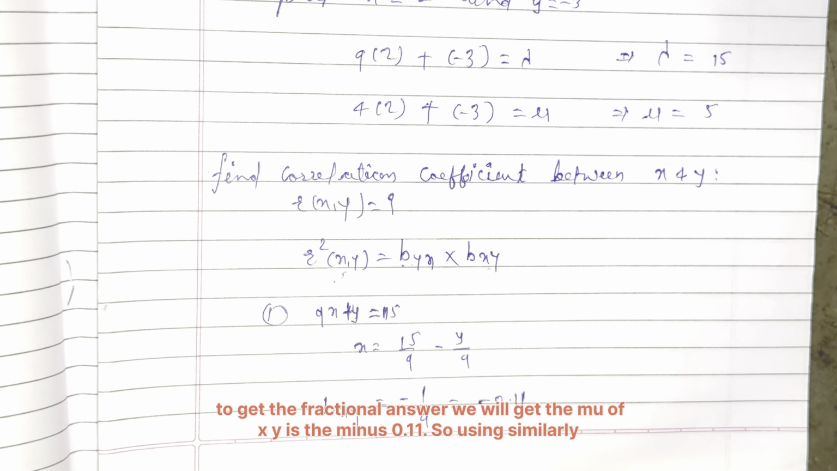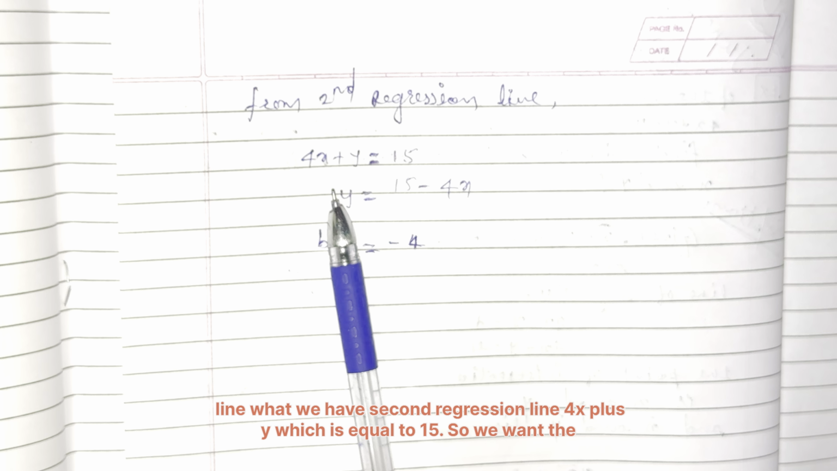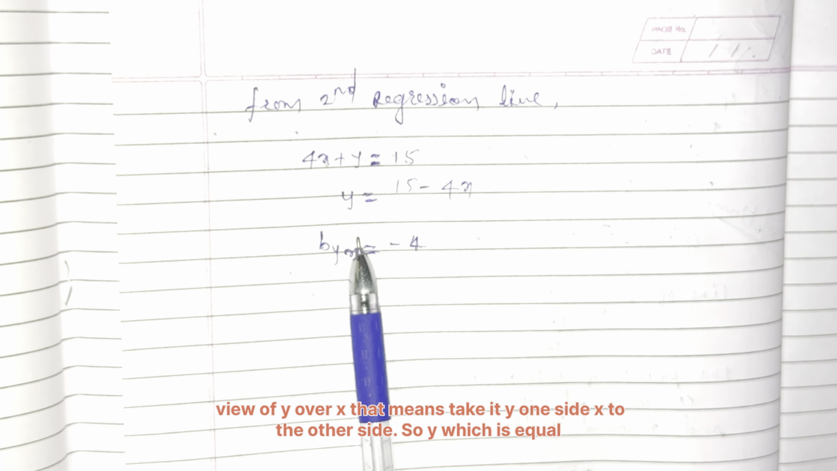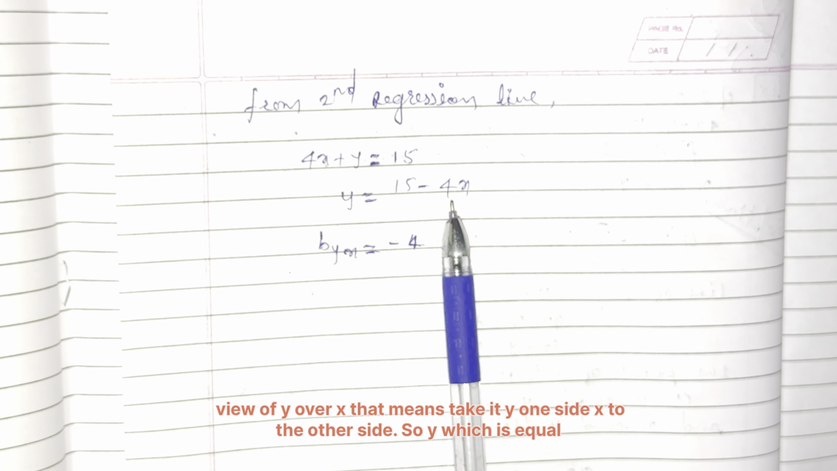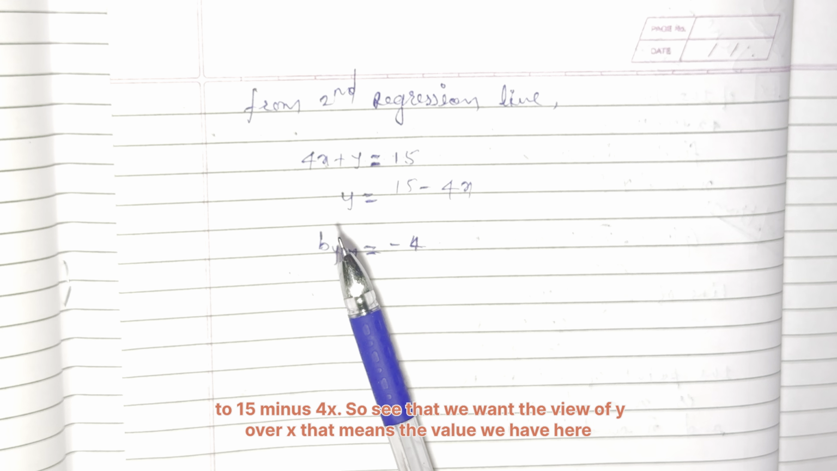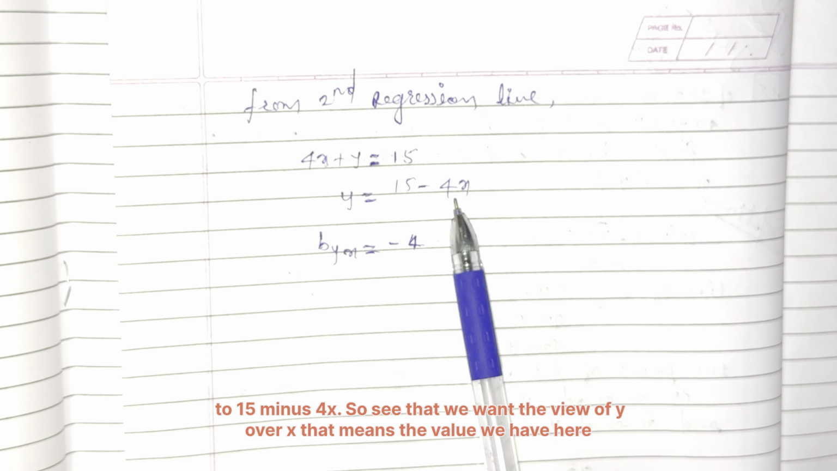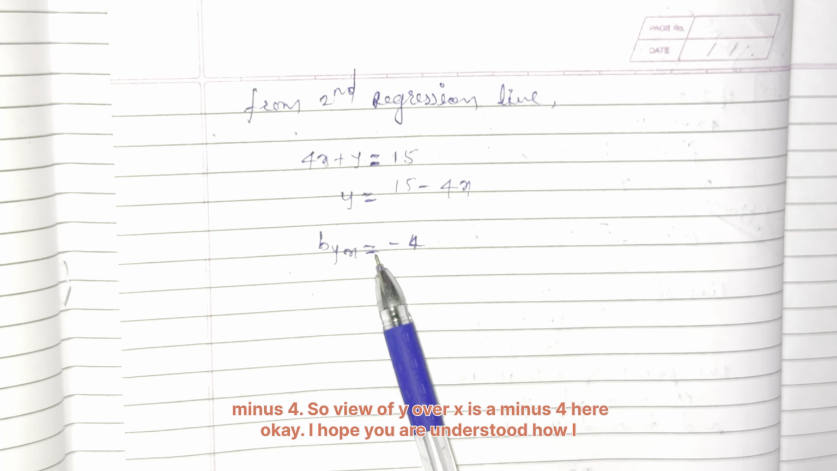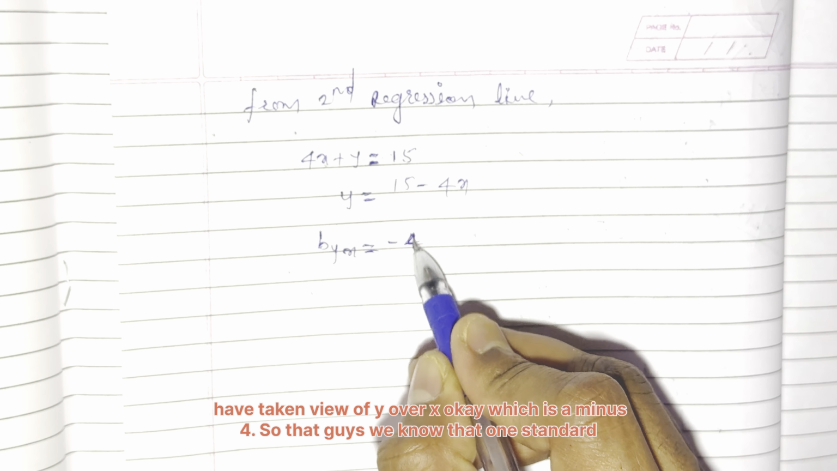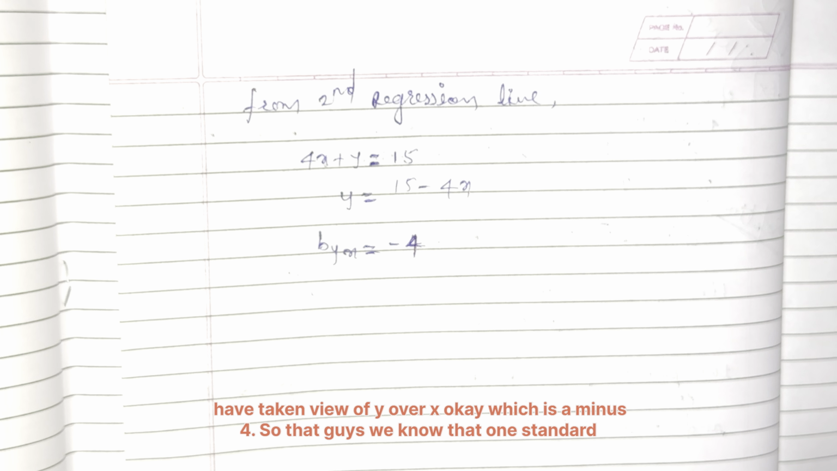Similarly, using the second regression line, we go for b of yx. The second regression line is 4x plus y equal to 15. We want b of y over x, so take y to one side and x to the other side. So y is equal to 15 minus 4x. We want b of y over x, so the value we have here is minus 4. I hope you all have understood how I have taken b of y over x, which is minus 4.